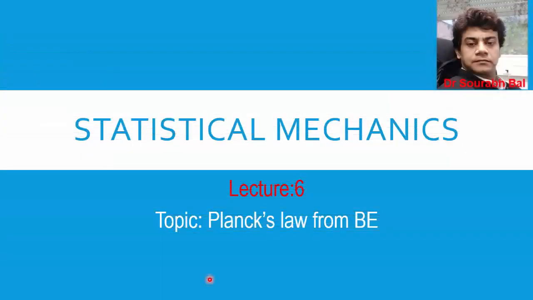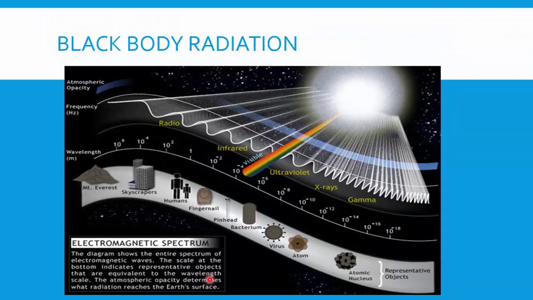In lecture 6, we are going to derive Planck's law from Bose-Einstein statistics. Now, in the previous lecture, we have done application of Fermi-Dirac statistics. In this lecture, which is the last lecture of this module, Statistical Mechanics, we are going to use Bose-Einstein statistics to validate one of the very important laws, which is called Planck's law. Now, Planck's law is connected with black body radiation.